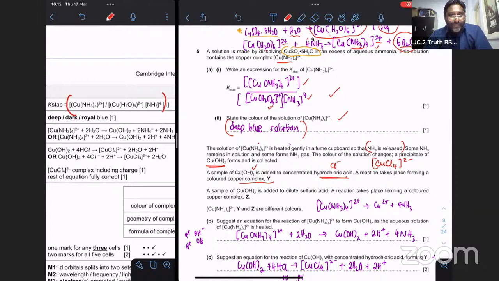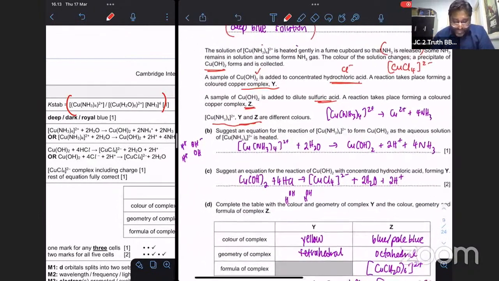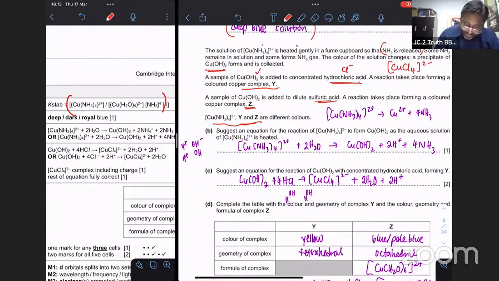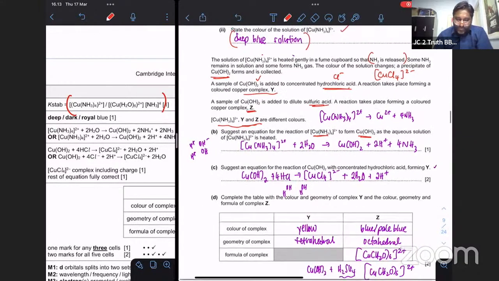A sample of this copper hydroxide is also added to dilute sulfuric acid, and a reaction also takes place, and you get another complex which is going to be Z. They also mentioned that all these three complexes are different colors. Let's look into them one by one. Suggest an equation to form CuOH as the aqueous solution.